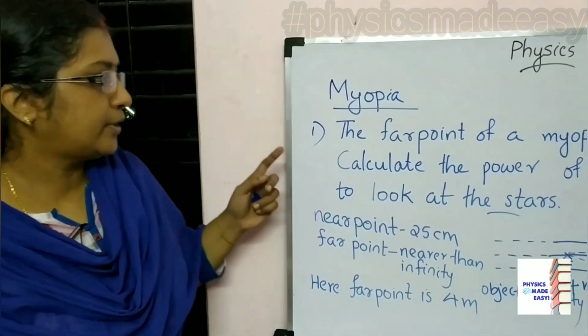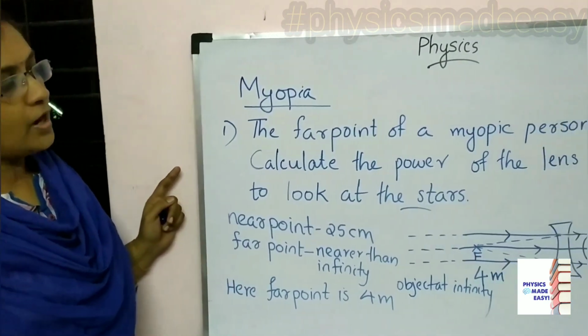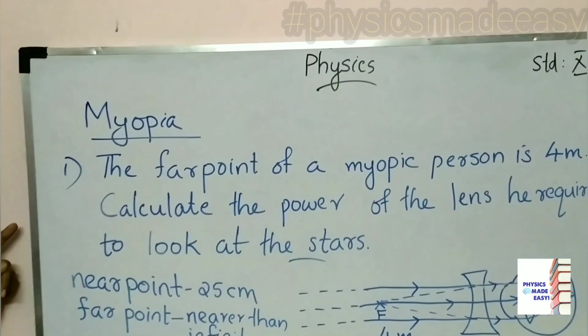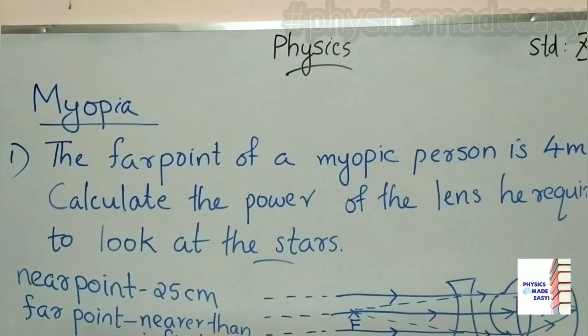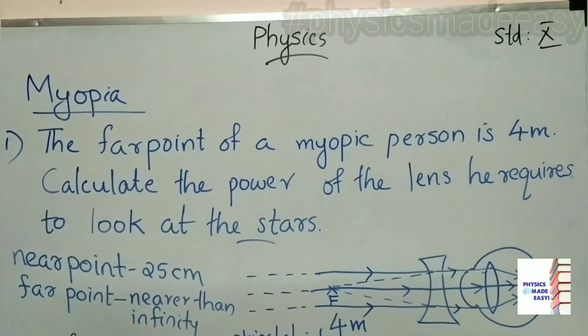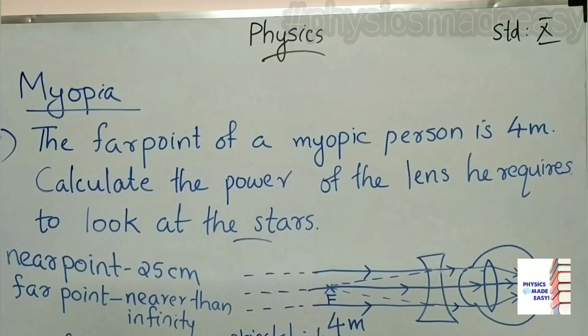Okay children, here you can see a question. The far point of a myopic person is 4 meter. Calculate the power of the lens he requires to look at the stars.